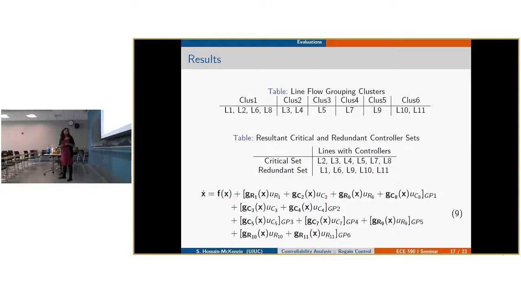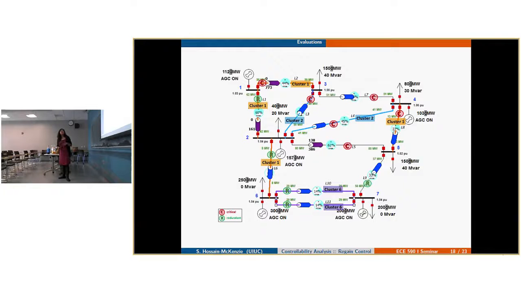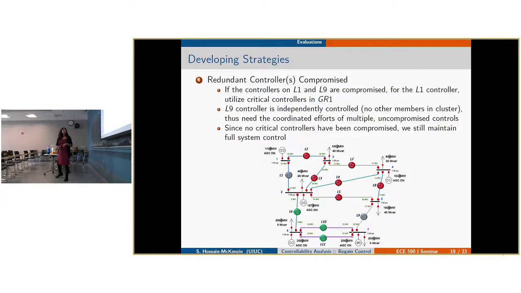And finally, this is shown in that dynamical equation again with the 6 different clustered groups and our critical and redundant controllers labeled. This is just illustrated again with the clustered lines labeled and colored, and the critical and redundant controllers also labeled. So now that we have this information, we can use this insight for developing strategies to regain or maintain control given we have some controller attack or failure of certain controllers.